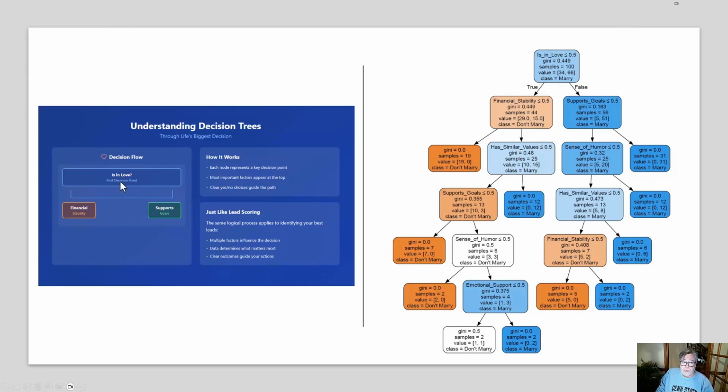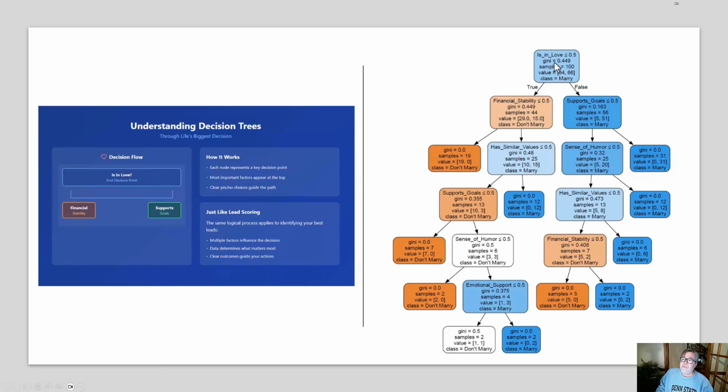Maybe after you've decided yes or no on that, the question might become, what kind of financial stability does that person have? Do they support my goals? This here is an actual mock-up of a decision tree. This is not real data. I want to emphasize this was generated data. This doesn't represent actual responses.